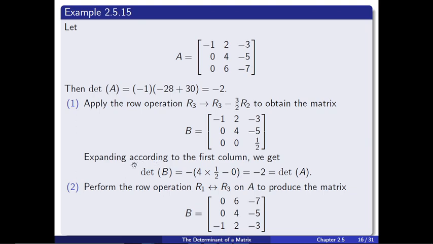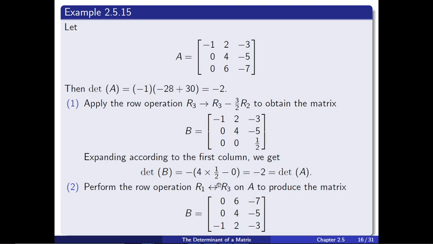So if we expand according to the first column, we get, so here we can see that because it's in row echelon form, the determinant is just the product of the entries in the main diagonal, and that gives us -2. And this is obviously what we found for determinant of A. So determinant of B is equal to determinant of A, as we expected.